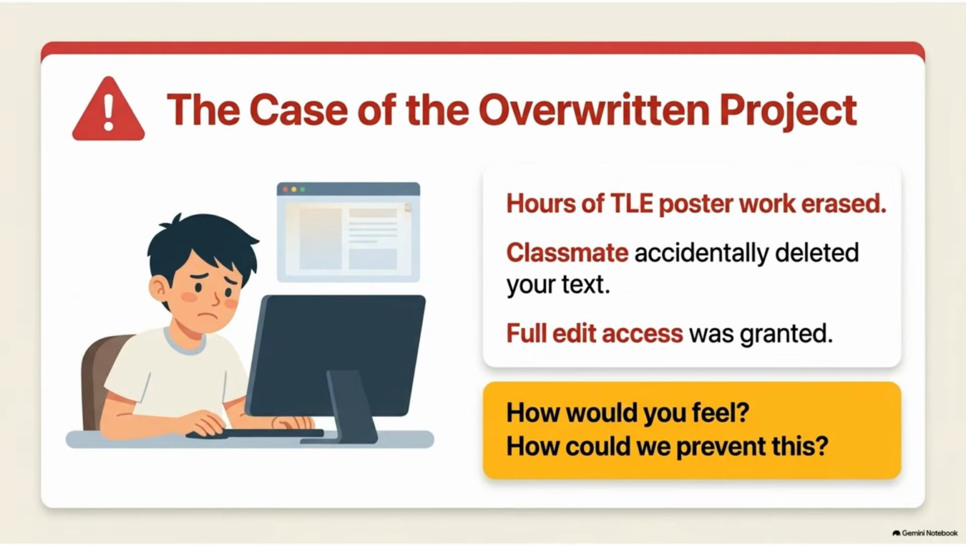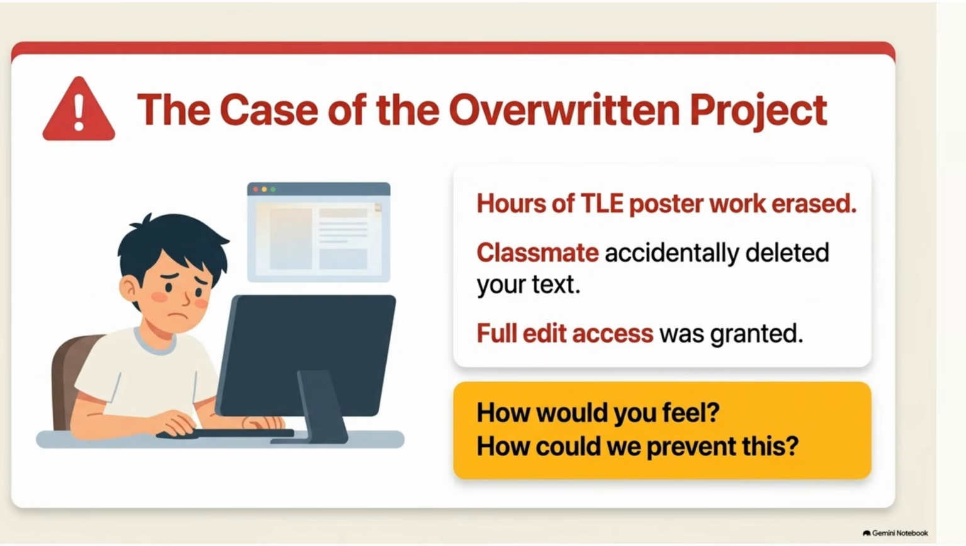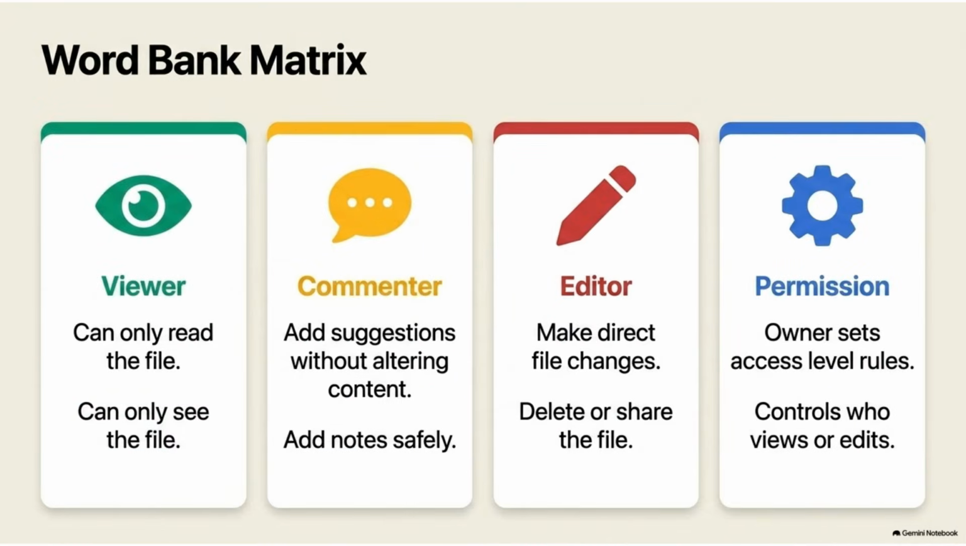Consider this case. A student lost hours of work because they accidentally granted edit access to everyone. How would you feel, and how could this be prevented? Refer to this matrix to understand roles. Viewers only read. Commenters add safe feedback. Editors have full control, and the owner sets the rules.